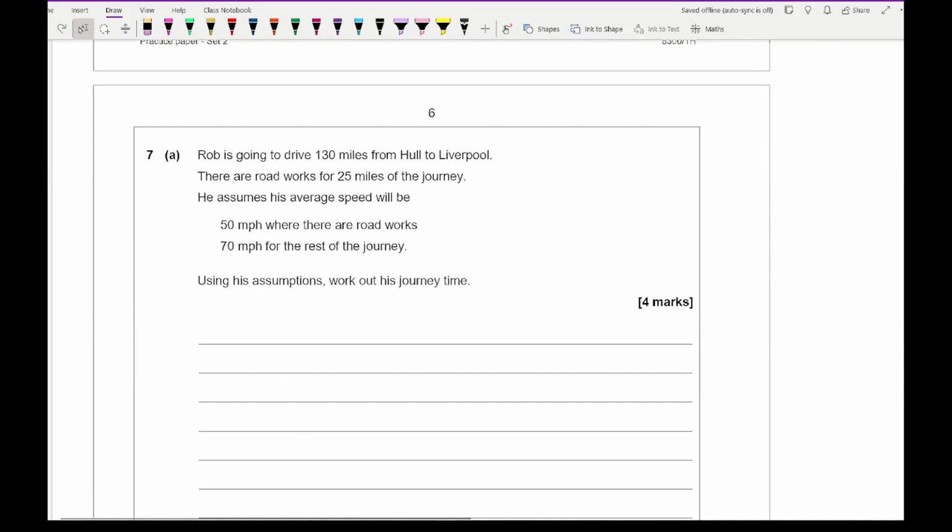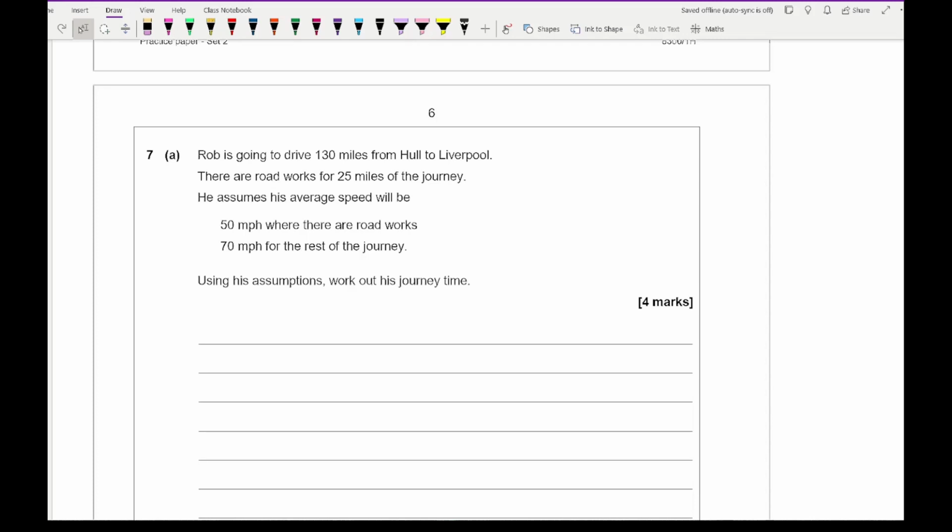Now for question 7a, it says that Rob is going to drive 130 miles from Hull to Liverpool. There are roadworks for 25 miles on the journey. He assumes his average speed will be 50 miles per hour where there are roadworks, and 70 miles per hour for the rest of the journey. Use his assumptions to work out his journey time.